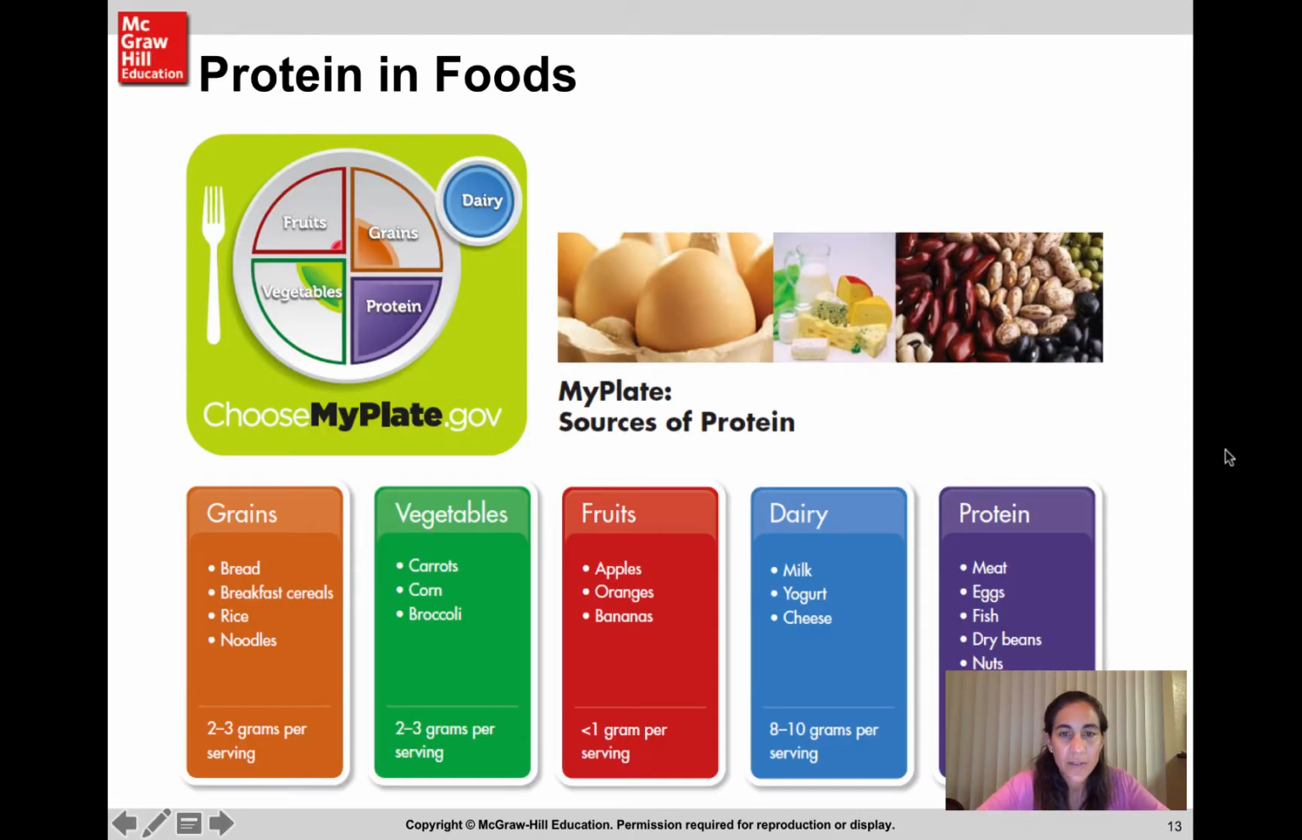You can see the 5 major food groups and the amount of protein contained per serving. So if you look through the food groups, you can see what would be higher or lower sources of protein. So fruit would be the lowest, with dairy and protein foods being the highest source of protein. We do still get a somewhat substantial amount of protein from grains and vegetables as well.